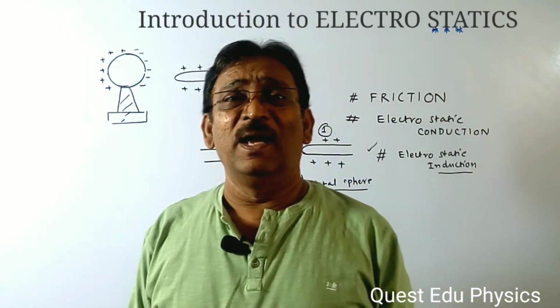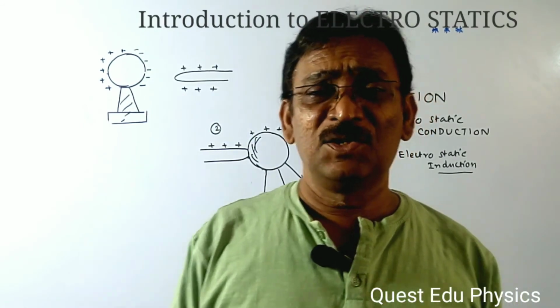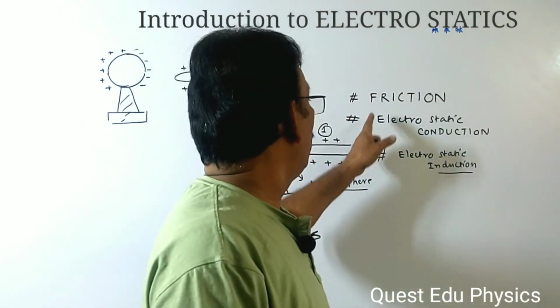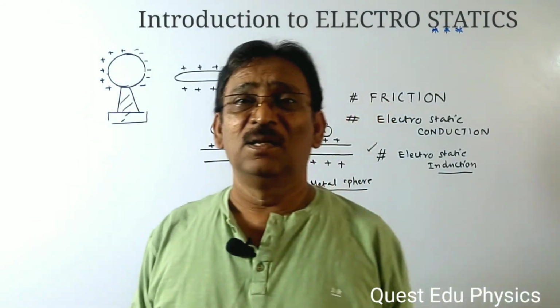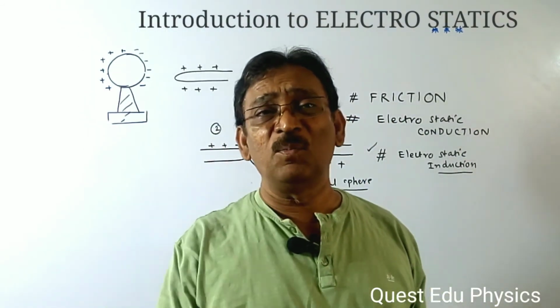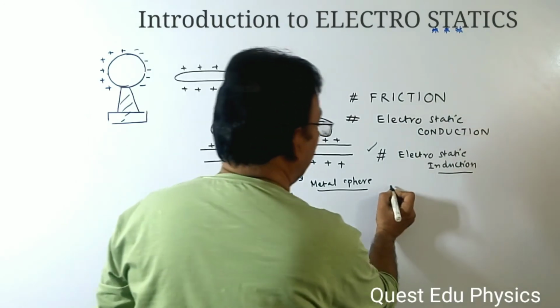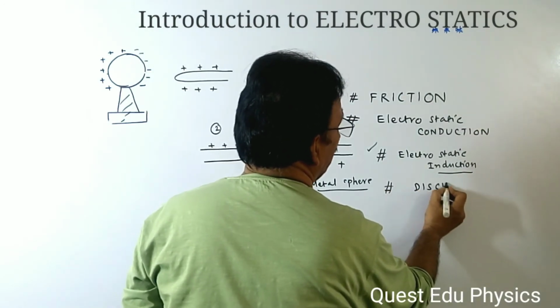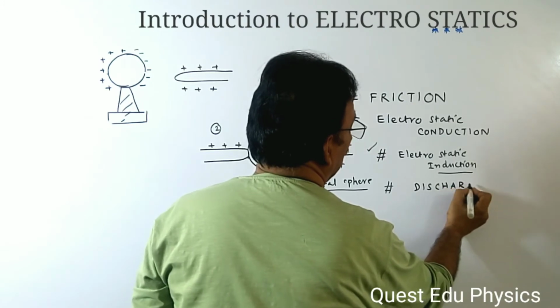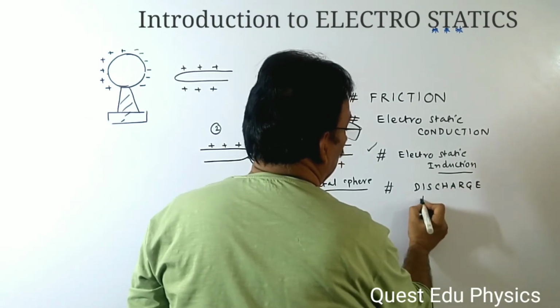Electrostatic induction, conduction, and also friction are the methods to produce the charges. Not only these three, students, we have one more. Here the fourth is discharge through the gases, students. We call it discharge through the gases.